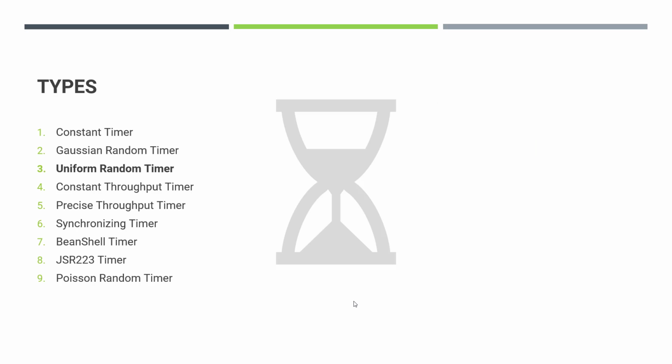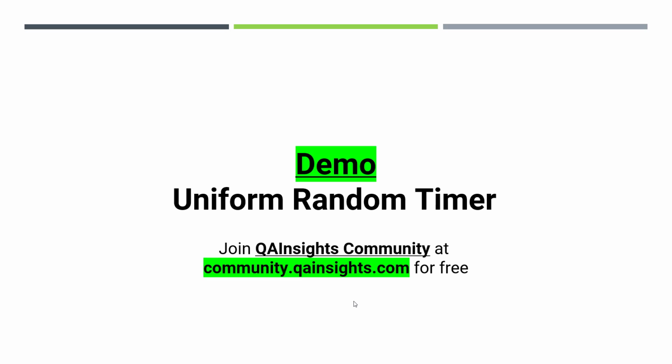There are different types of timers available in JMeter, totally 9 timers. We are not going to see everything. We will touch base on the mandatory or frequently used timers, so that it will be very helpful whenever you are working in a JMeter project. So now it's time for a quick demo.